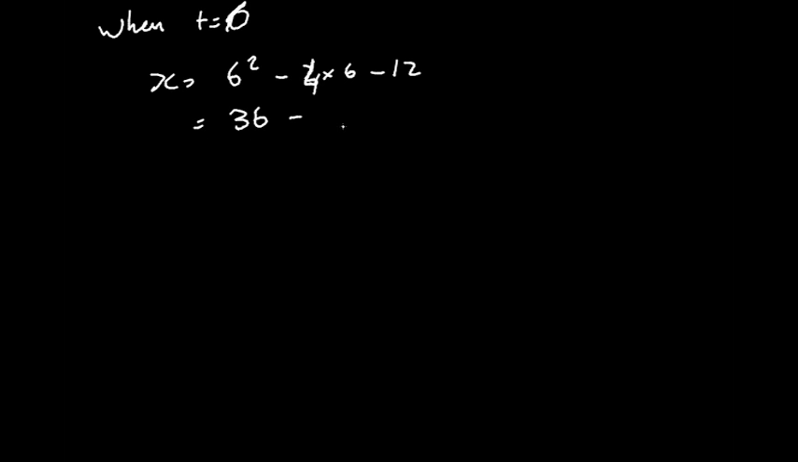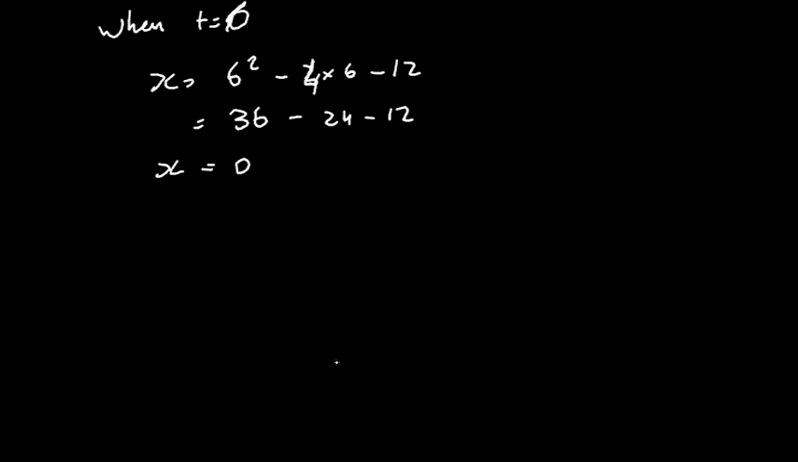Part D says show that the particle is at the origin when t equals 6 and calculate the distance it has travelled to reach the origin. So when t equals 6, we get x equals 0. So the particle is at the origin when t equals 6.